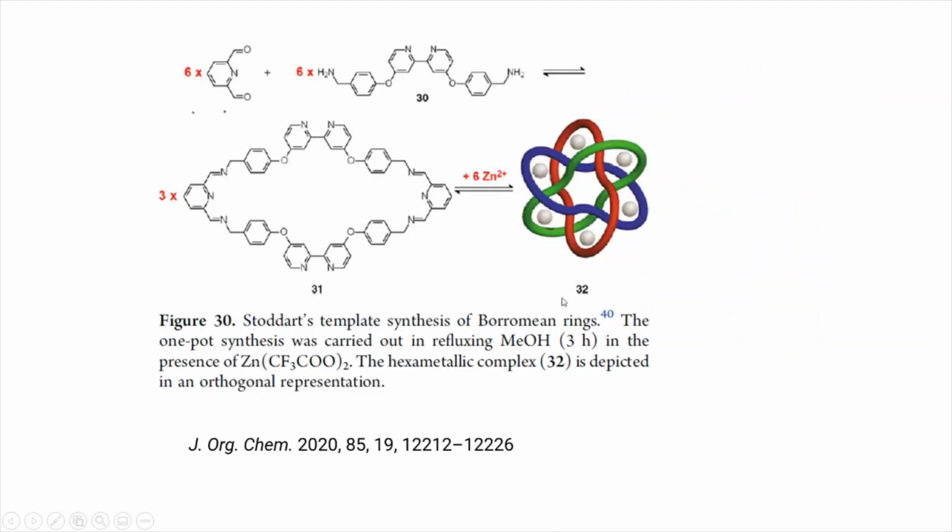There is another nice molecule which is made by Sir Stoddart. You know that he is a renowned Nobel laureate. So in his group, they made this compound, the borromean rings. The one-pot synthesis was carried out in refluxing methanol in the presence of zinc trifluoroacetate. The hexametallic complex is depicted in an orthogonal representation, so it is also a nice molecule.